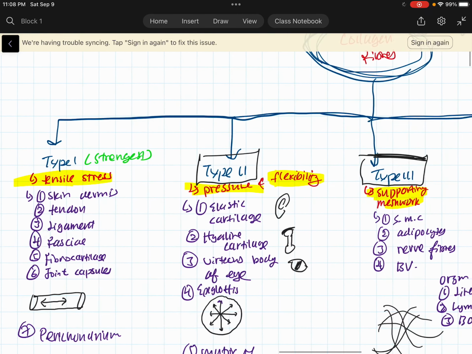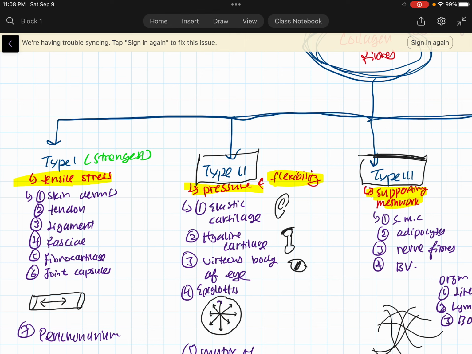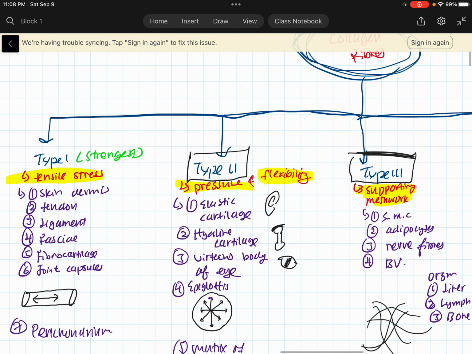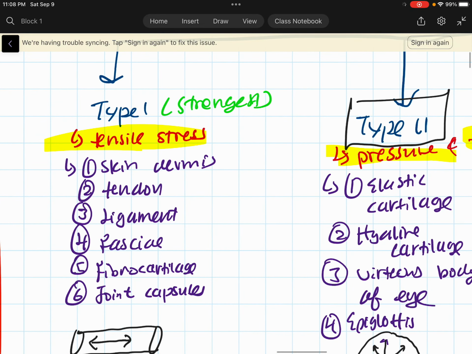And as you can see, these red letters with yellow highlight are not necessarily a function of these collagen fibers. They're just a way you can use to relate to the function of the place where you can find these collagen fibers. So let's take type 1, for example.